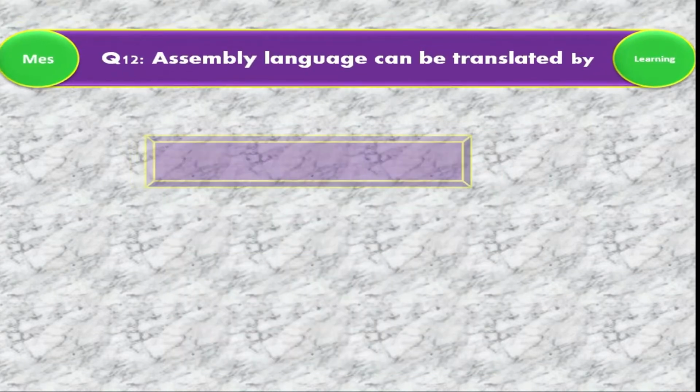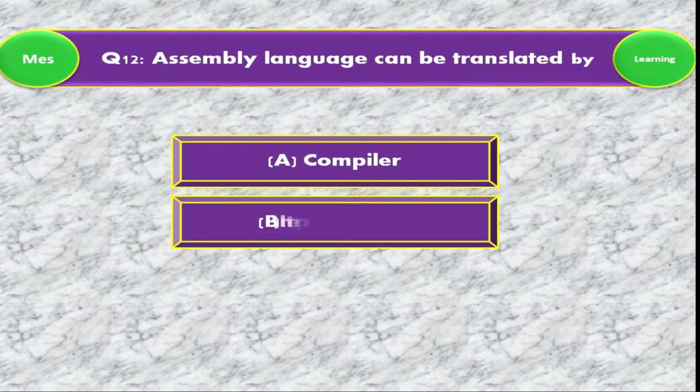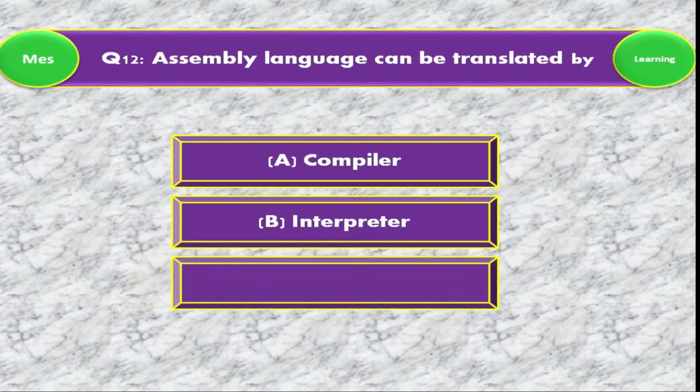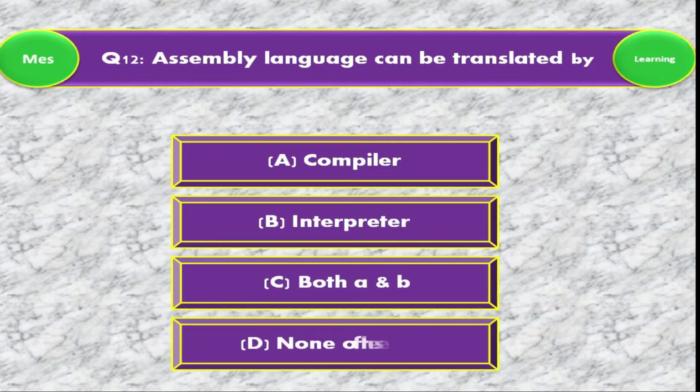Question 12. Assembly language can be translated by: compiler, interpreter, both A and B, none of these. Right answer, both A and B.